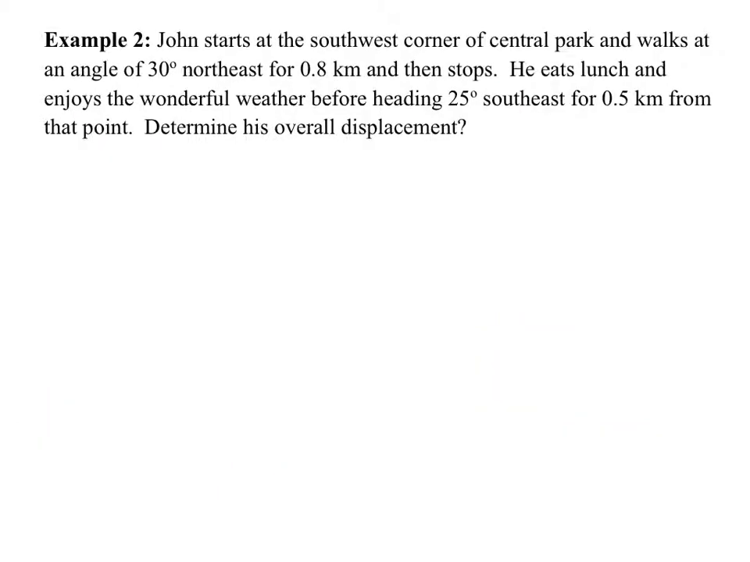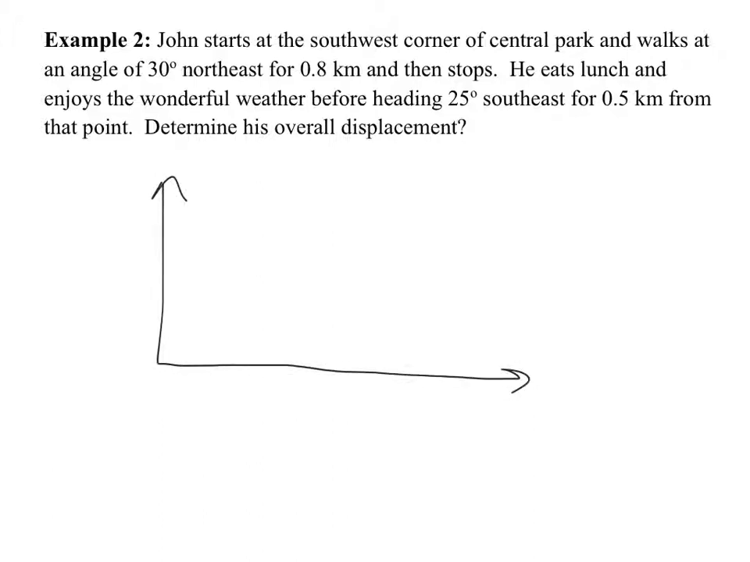So in example 2 we see here, John starts at the southwest corner of Central Park and walks at an angle of 30 degrees northeast for 0.8 kilometers, then stops. He eats lunch and enjoys the wonderful weather before heading 25 degrees south of east for a half a kilometer from that point. Determine his overall displacement. So we'll start with the diagram. We've got the southwest corner of Central Park here.